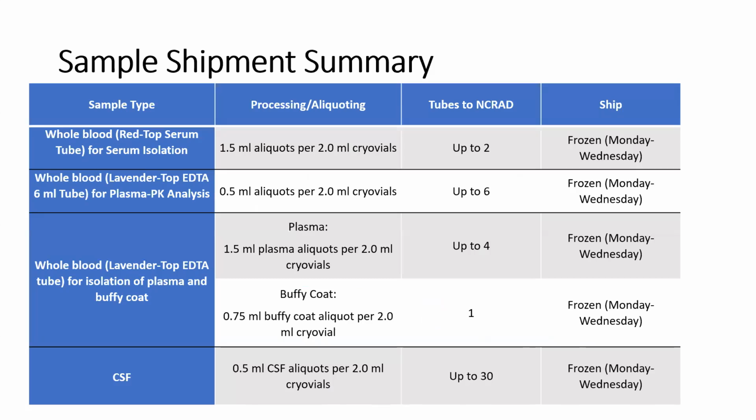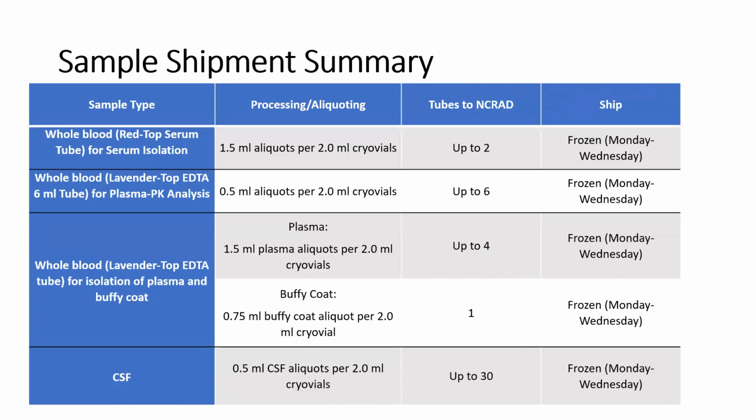So all the samples that will be shipped to us are going to be shipped frozen. We're not going to be expecting any ambient samples. So the first samples we'll be expecting will be the serum aliquots that we went over earlier. There'll be 1.5 ml aliquots in the 2 ml cryovials with the red caps. We'll be expecting up to 2 of those.